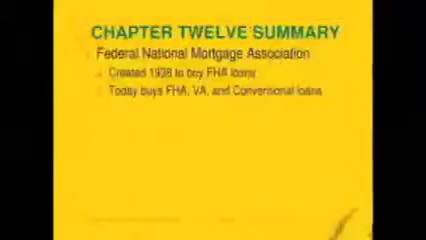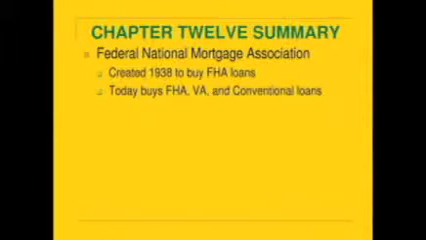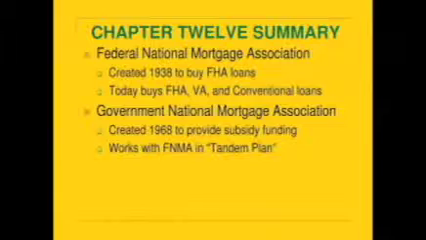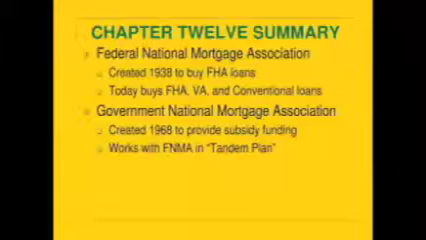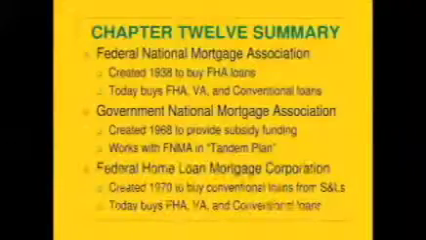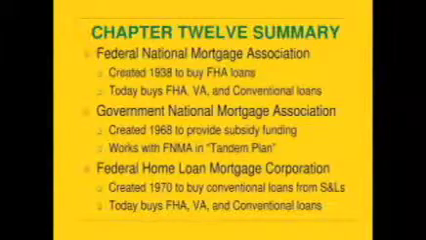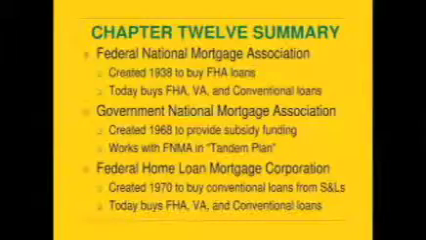The Federal National Mortgage Association, better known as Fannie Mae, was created in 1938 to buy the FHA insured loan. Today, Fannie Mae buys FHA, VA, and conventional loans. The Government National Mortgage Association, Ginnie Mae, was created in 1968 to provide subsidy funding. Works with Fannie Mae in a program called the Tandem Plan. The Federal Home Loan Mortgage Corporation, also known as Freddie Mac, was created in 1970 to buy conventional loans from savings and loans. Today, Freddie Mac buys FHA, VA, and conventional loans.